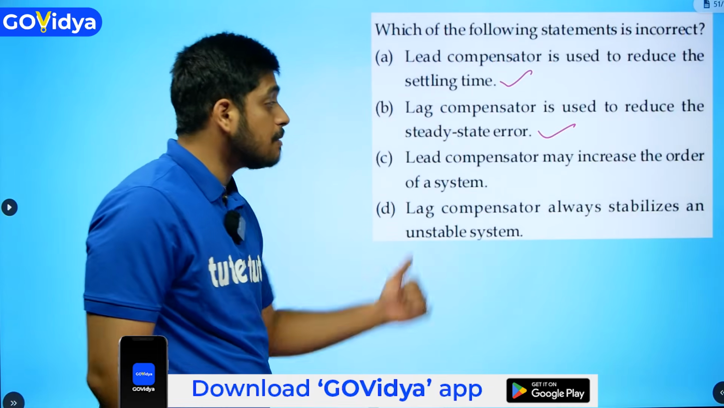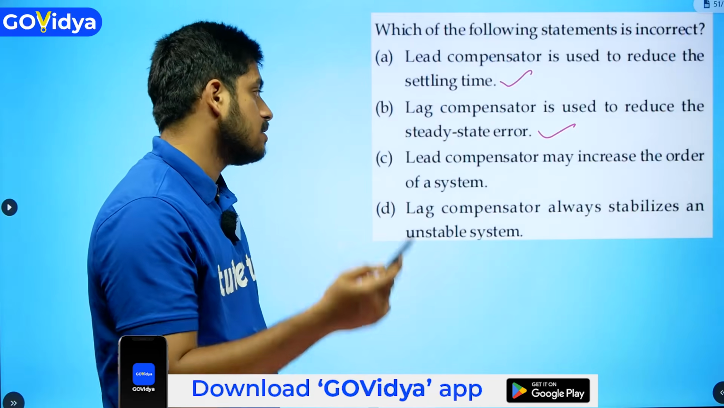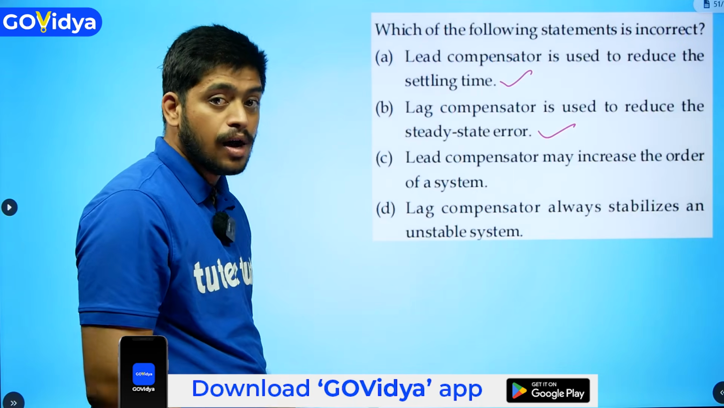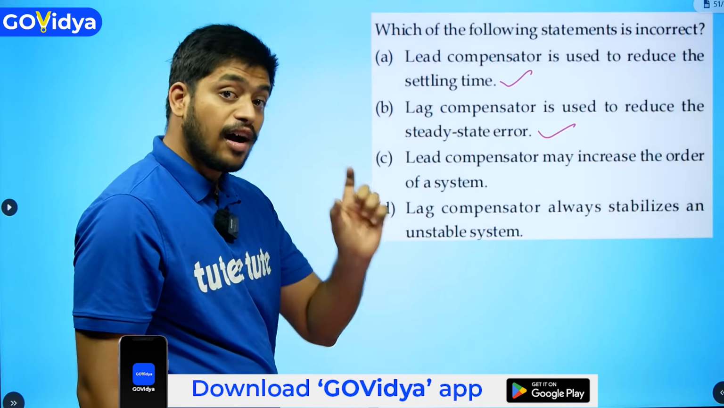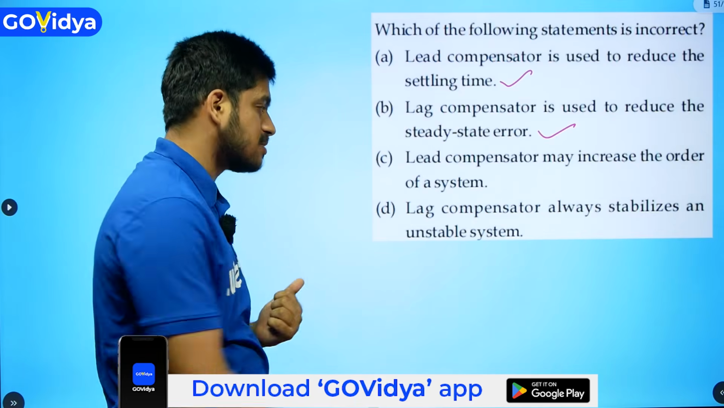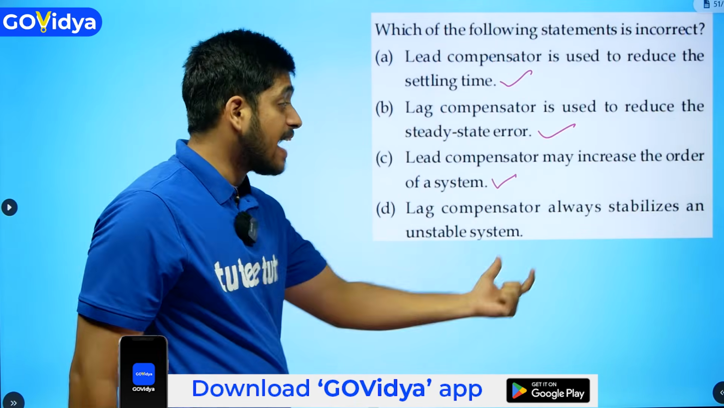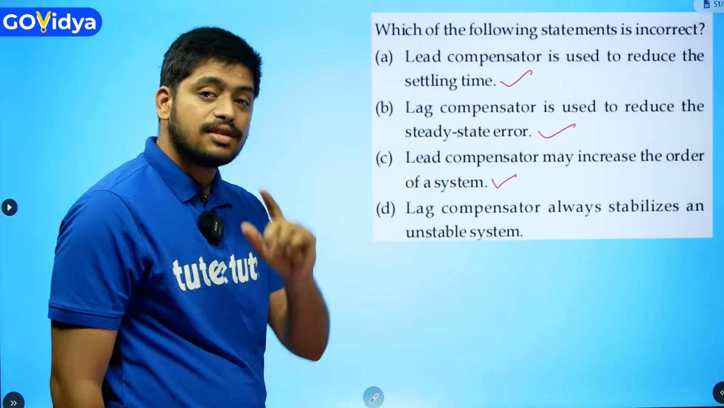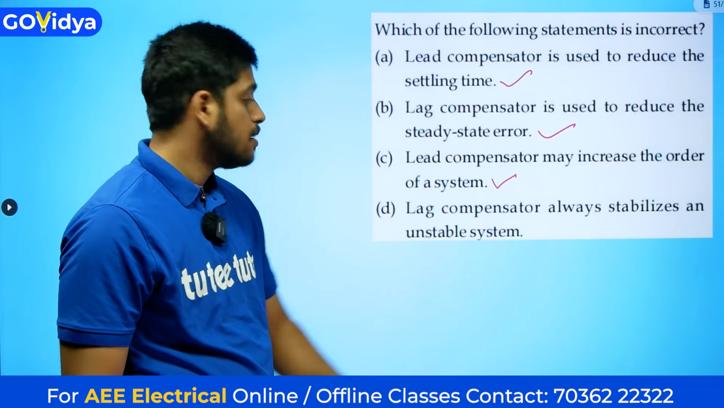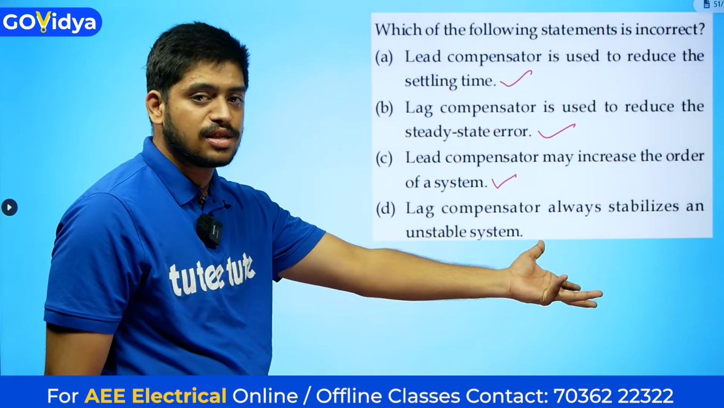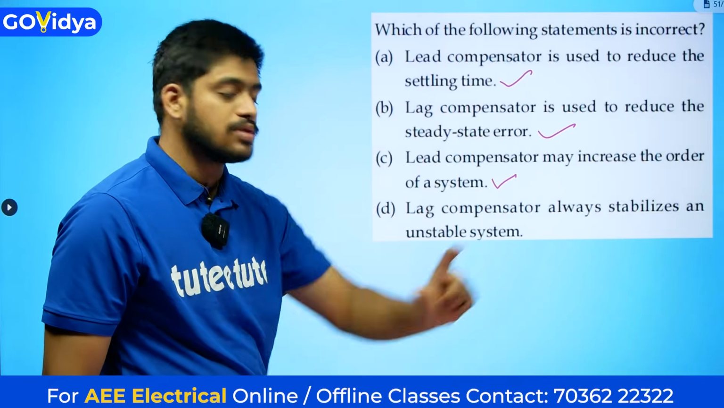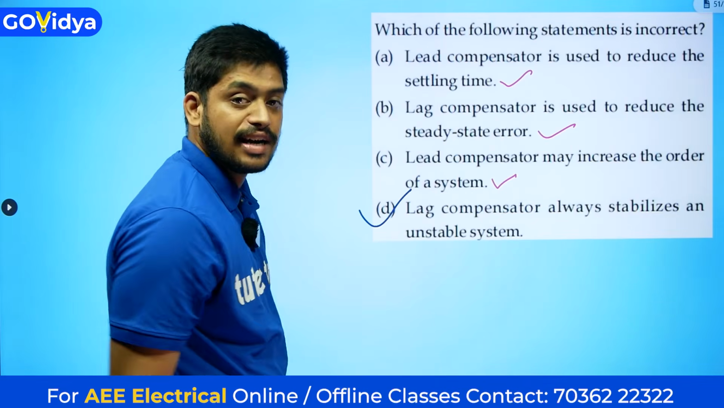Lead compensator may increase the order of a system. Yes, we use a lead compensator to reduce the settling time, but when settling time is reducing, the order of the system also increases, like an increased number of poles and zeros. This is also right. But lag compensator always stabilizes an unstable system. This is a wrong option, because it may or may not stabilize the system. It is not certain that it will make the system stable. So this is the false, incorrect statement.